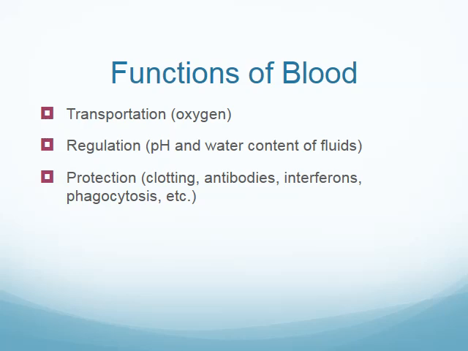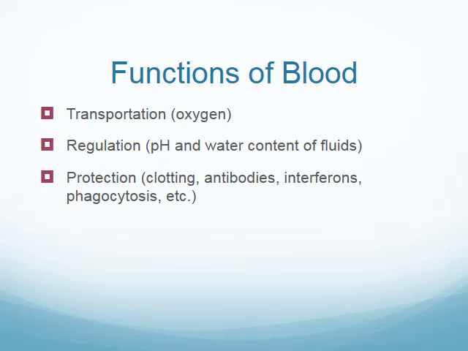There are a lot of functions of blood. Obviously, the big ones are transportation, oxygen-rich. Tissue requires oxygen for life, and so our red blood cells transport the oxygen through the use of hemoglobin throughout the system to keep oxygen to all the tissue. The blood also regulates pH and the water content of fluids in the vascular space and in the spaces outside the blood vessels.